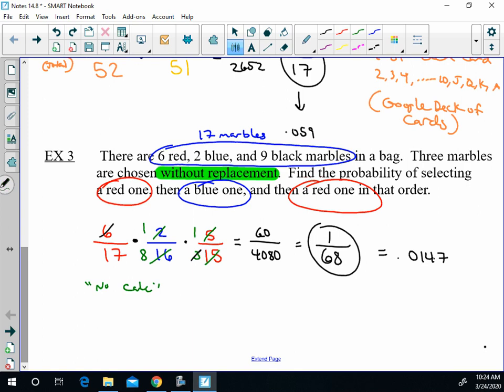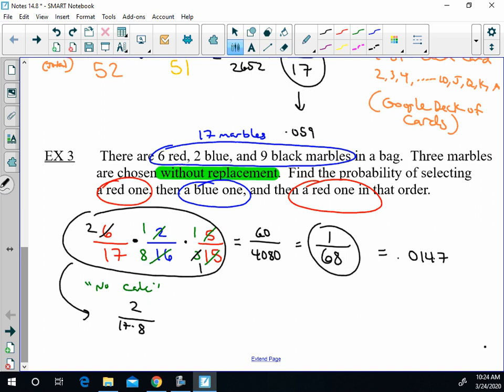6 over 3 becomes a 1 on the bottom and a 2 on top. Now, if I'm looking at this, it's not that bad to see on top I have 2, on the bottom I have 17 times 8. Oh, well, hey, I can do something with that. That's a 1. That's a 4. That gives me 1 over, and 17 times 4 really isn't bad. That's going to be 40 plus 28 for 68. Right, so I got the same answer, no calc compared to calc.